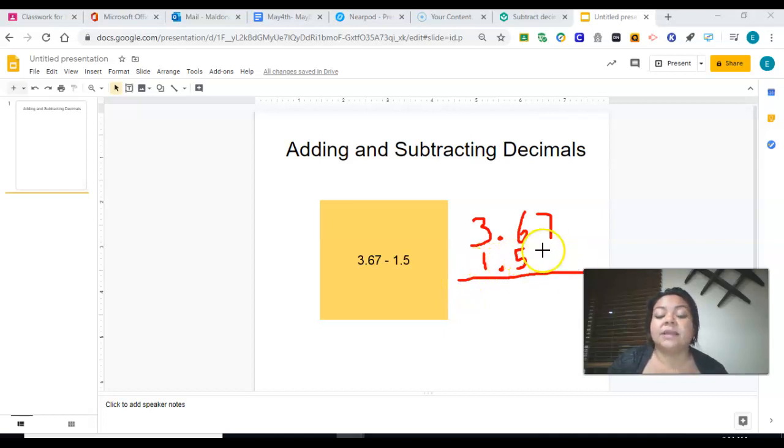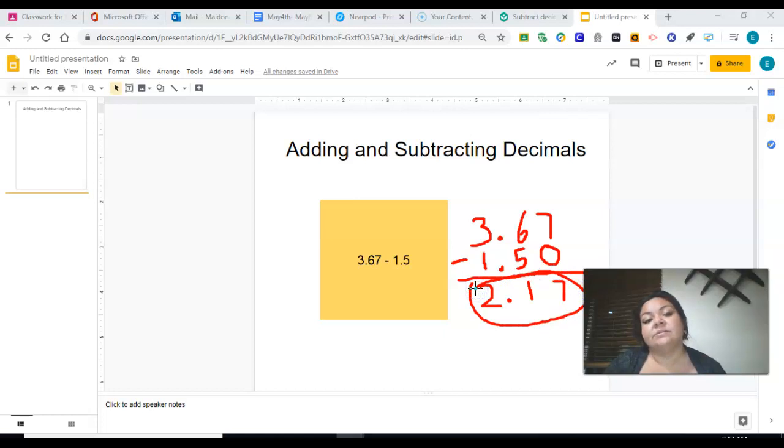Now I can subtract, and if you have a space there, you can just add a 0. And I'm subtracting. So 7 minus 0 equals 7. 6 minus 5 equals 1. Then I bring down the decimal point, and then 3 minus 1 equals 2. So my answer is 2.17. That's an example of subtracting decimals.